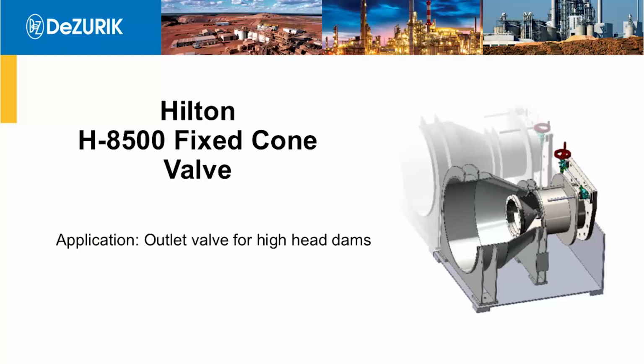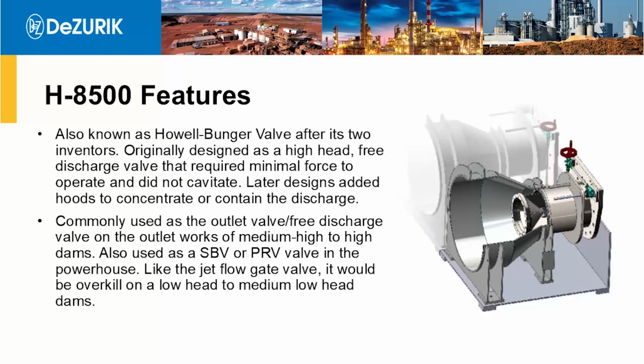The last type of valve we build is the fixed cone valve, or the Howell-Bunger valve, and their applications are, again, designed for high head dams, but you'll see owners want to put them on lower to medium head dams too. It's a beautiful, really elegant designed valve. It was designed to operate with minimal power. It's probably its biggest thing, but it also doesn't cavitate, and if you don't have a hood on it, it can be said to dissipate energy 100%, because it just shoots the water out into space until it loses energy and falls to the ground.